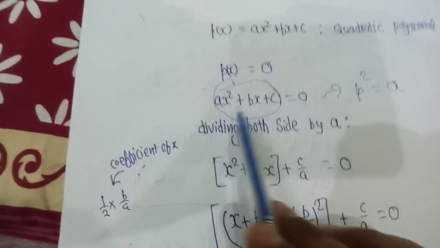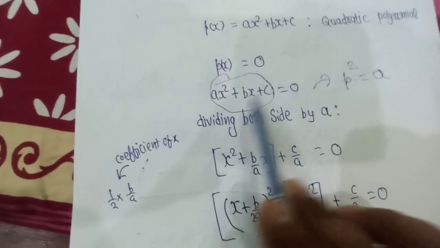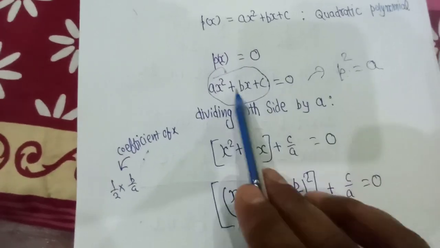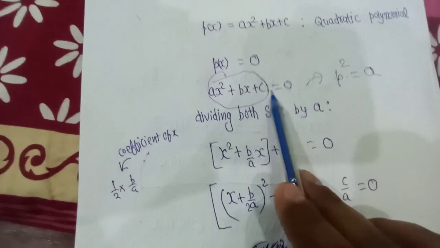So what we do here, we have ax square plus bx plus c equals to 0. Now we divide both sides by the coefficient of x square. Here it is a, so we divide both sides by a.